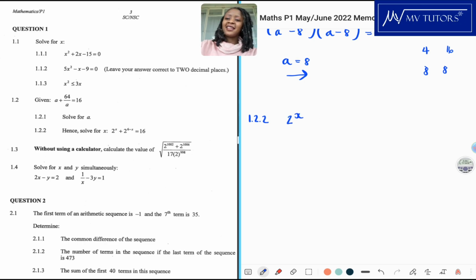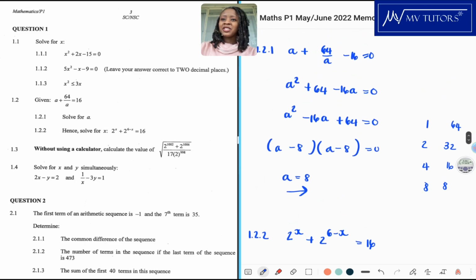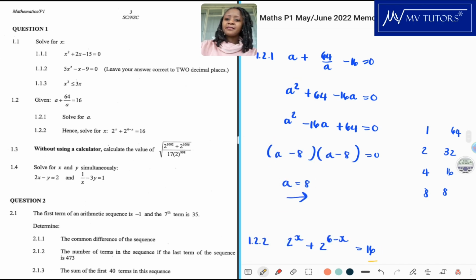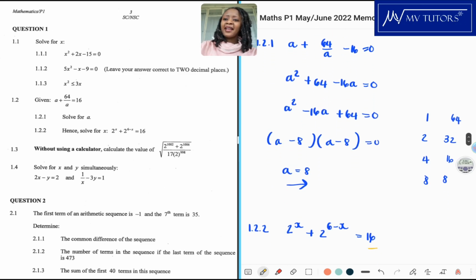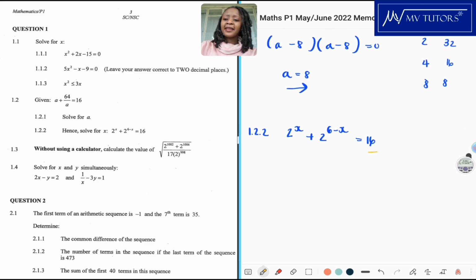If it says hence, then there must be a relationship between this question and the previous one. Okay. So I see, what relationship could I have? I see, I have 16, right? We have 16 over here. We had 16 there. I have a 2 to the power x. Let me see how I can unjumble this equation such that it looks like the previous question that we had.